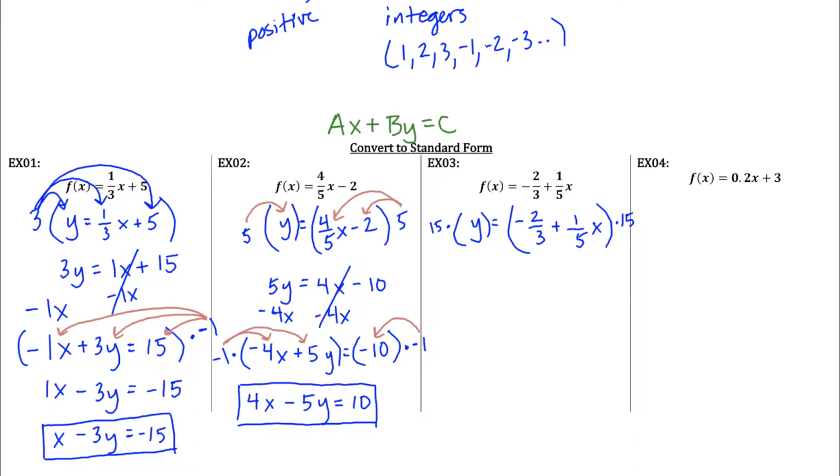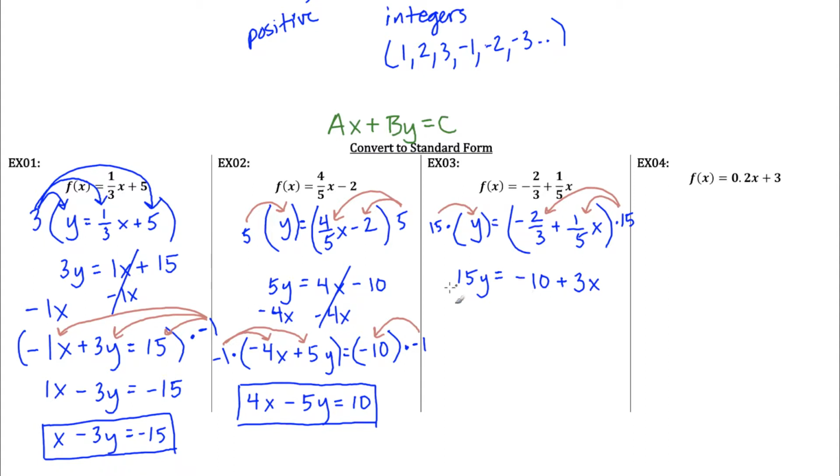All right. Don't forget to multiply everything. So a positive times a positive is a positive. A positive times a negative is a negative. So 15 times 2 is 30. 30 divided by 3 is 10. A positive times a positive is a positive. 15 times 1 is 15. 15 divided by 5 is 3x.